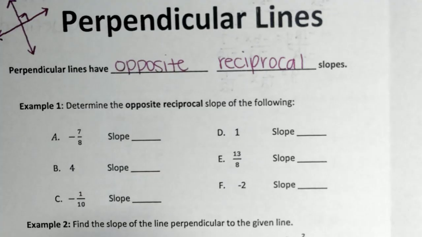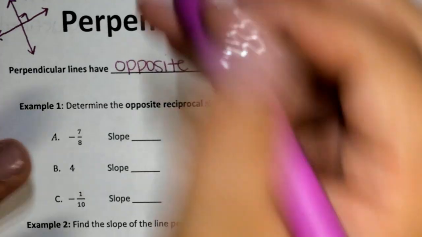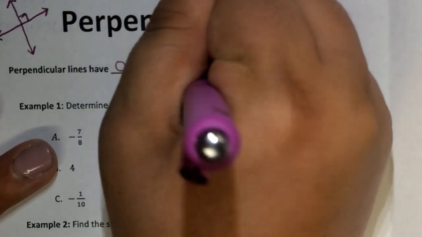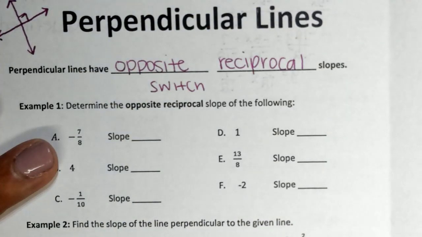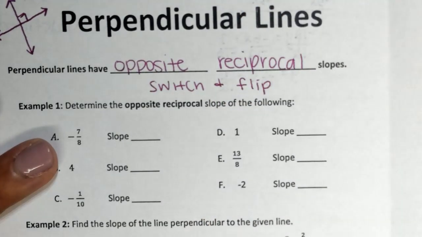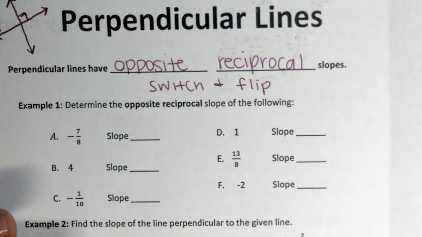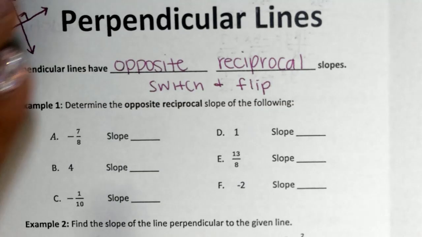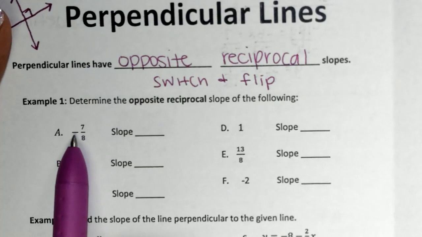What does opposite mean? Opposite, negative. Switch. So we're going to switch the sign. What does reciprocal mean? Reciprocal means to flip your fraction. So, for perpendicular lines, I like to say we're going to switch and flip. Switch the signs, flip the fraction. Now, how do we find the opposite reciprocal of negative 7/8?